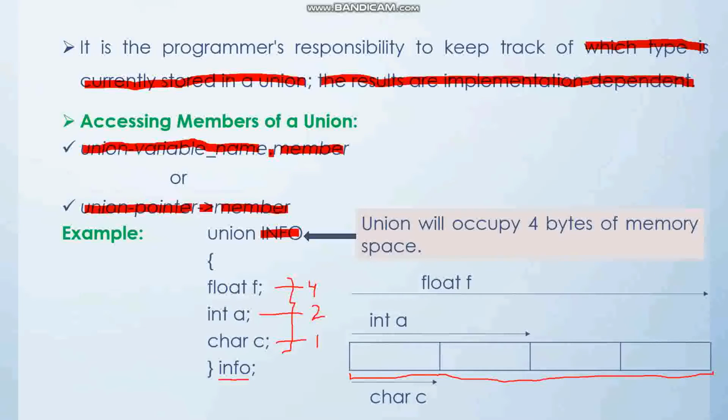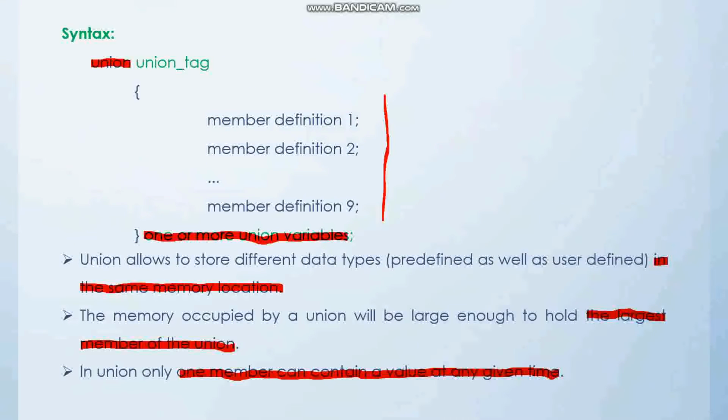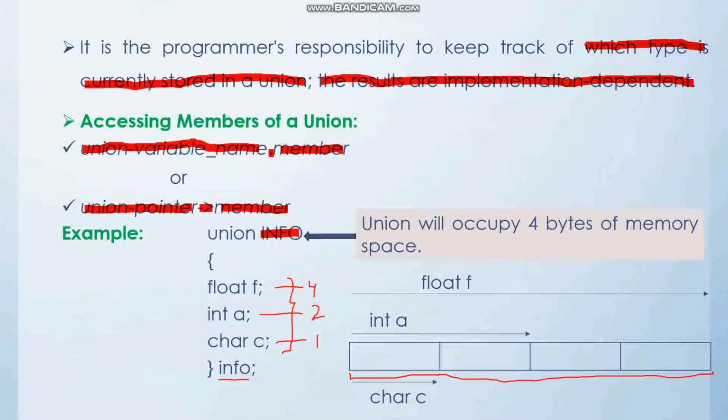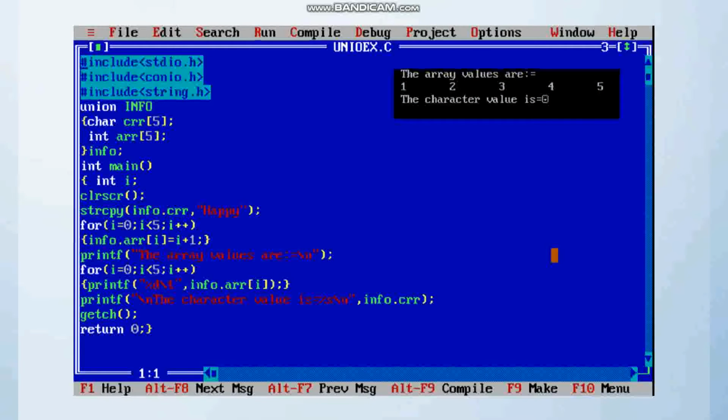Now what does it mean that in union only one member can contain a value at any given time? It's the programmer's responsibility, which means the results are implementation dependent. So we will take one example. In this example we have declared 3 required header files, then we are declaring a union info. There are 2 members of different data types. First one is a character array of size 5, second one is an integer array of size 5. The name of the union is info.